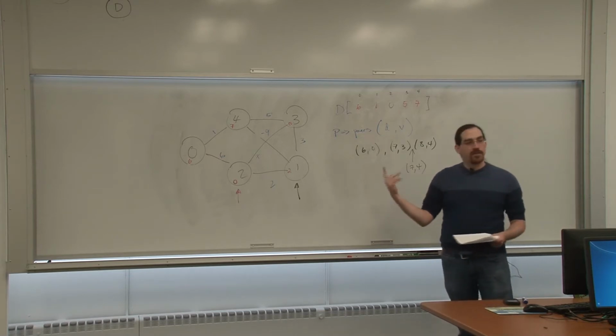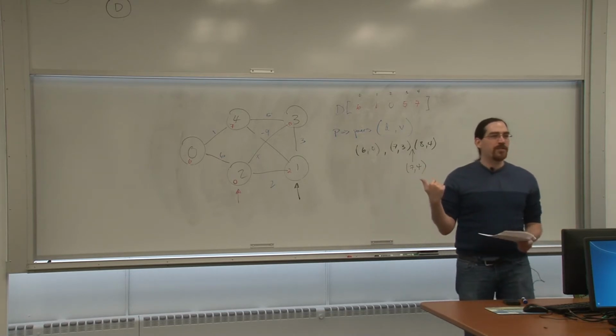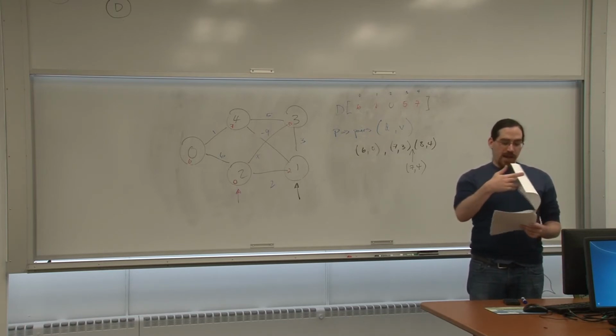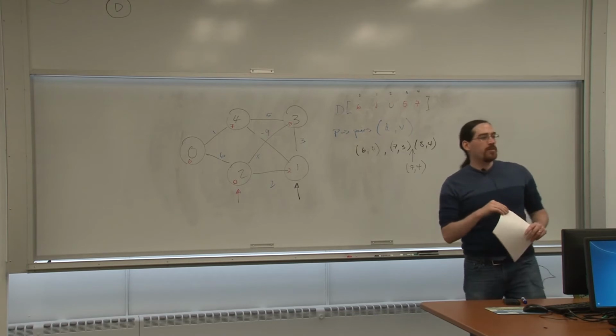Prim's algorithm is an alternative way to do the minimum spanning tree. Again, I showed you Kruskal's algorithm because I like it better, but there are some situations where Prim's is better.